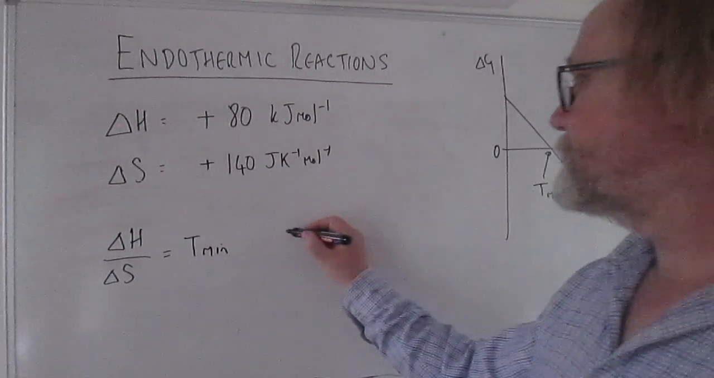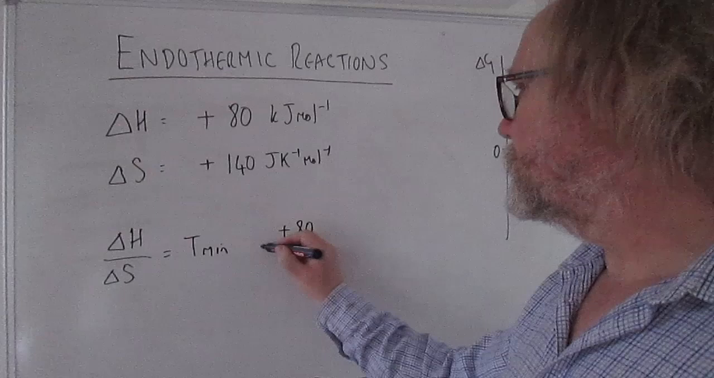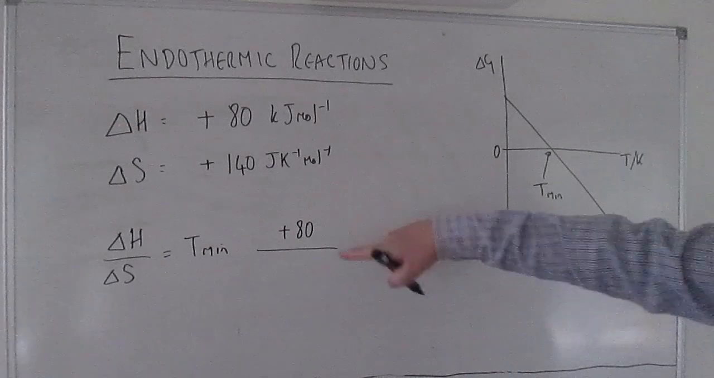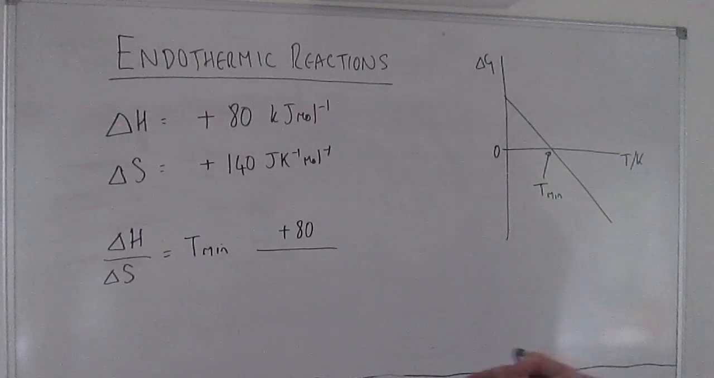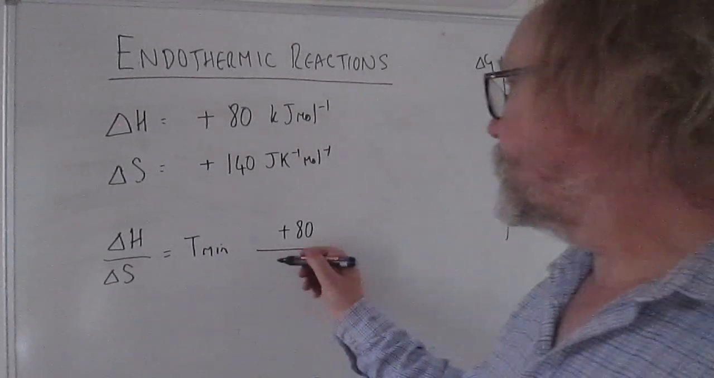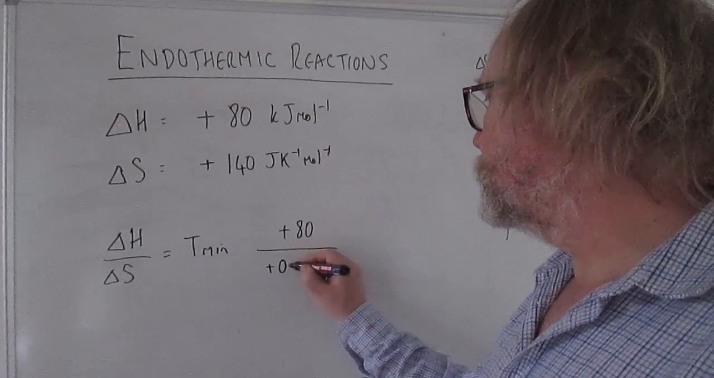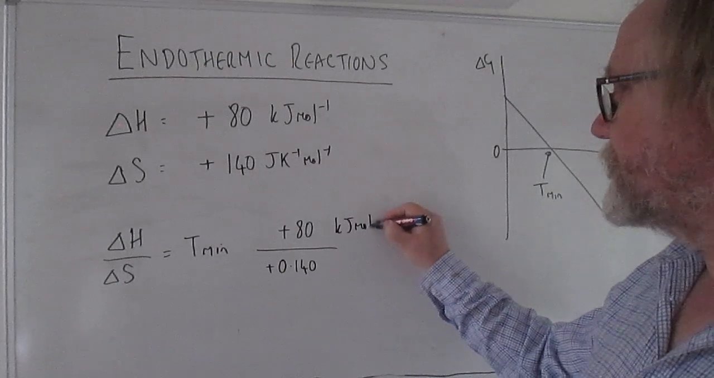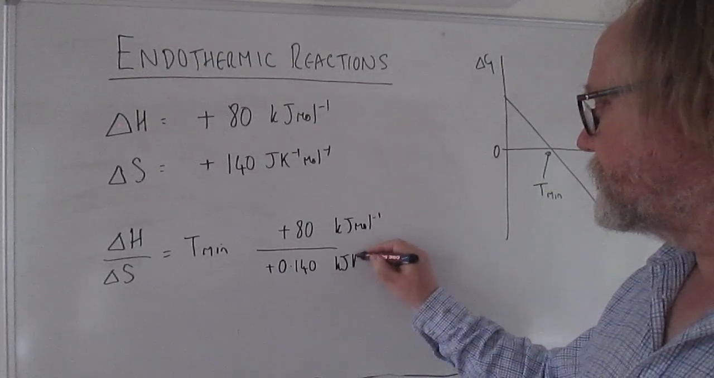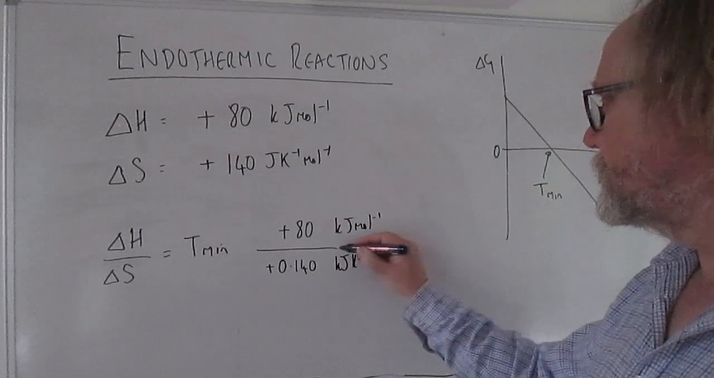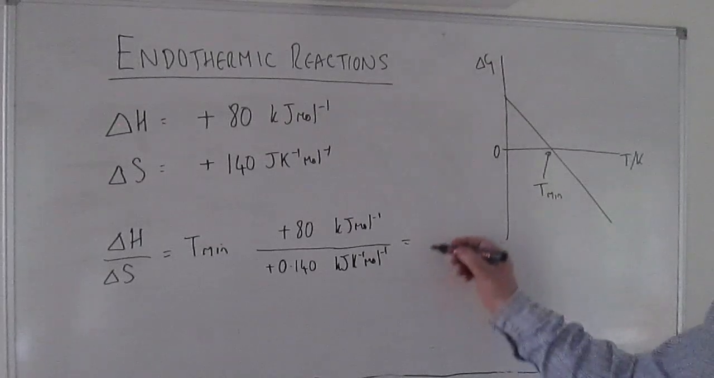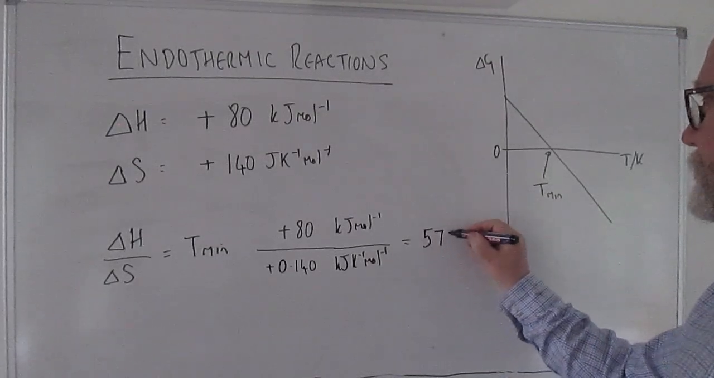And as I say, we just got to be really careful with the units here. So delta H is plus 80 kilojoules per mole, so delta S has to be in kilojoules per Kelvin per mole, so the kilojoules are compatible, and at the moment it's not. So again, like we were doing earlier, we have to divide that by 1,000. So that becomes plus 0.140 kilojoules per Kelvin per mole. So we'll just write the units on to remind you why we did that, to make the units compatible. And if you compute that, you get that T minimum is 571 Kelvin.